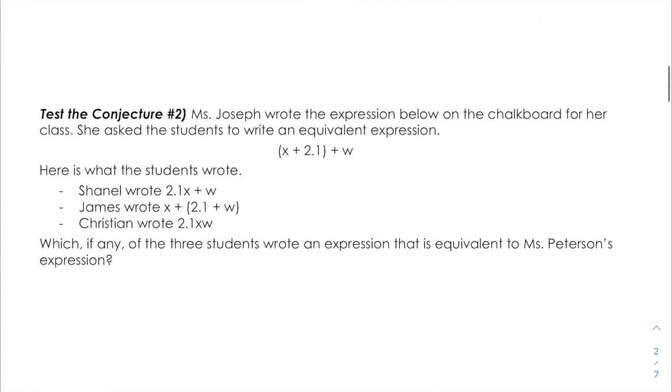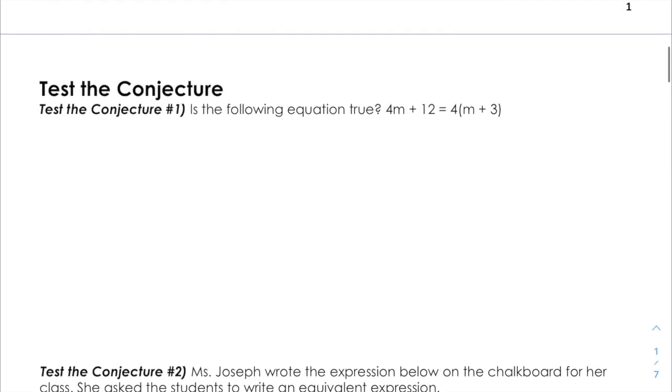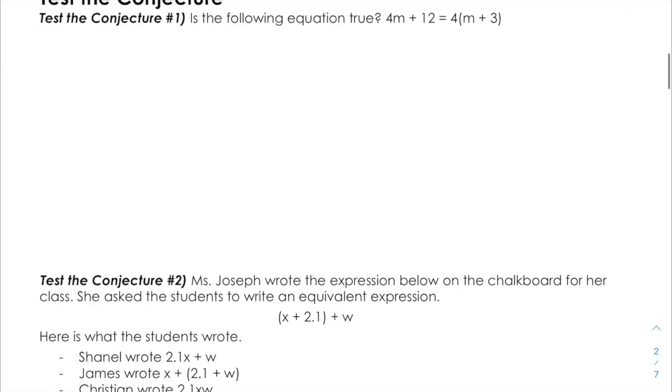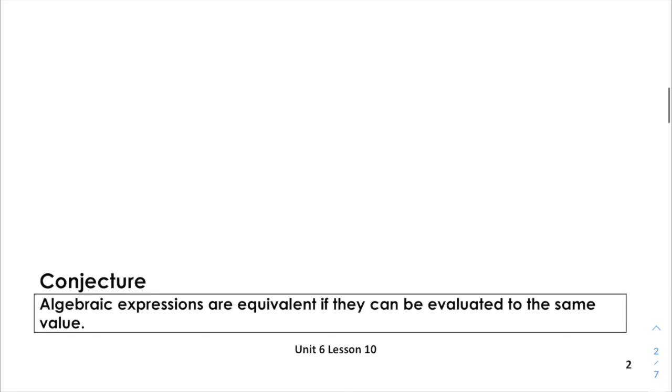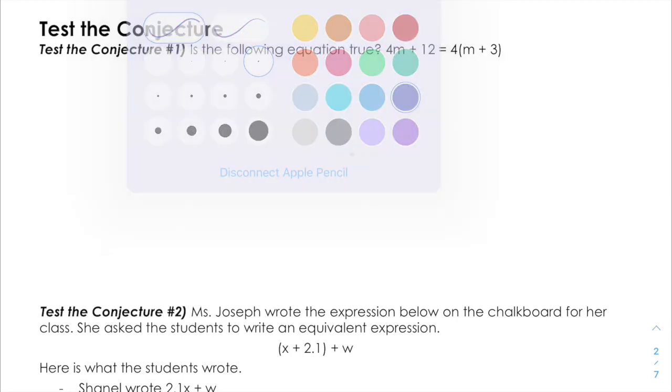Okay guys, let's move on to test the conjecture. So the conjecture that we're going to test is algebraic expressions are equivalent if they can be evaluated to the same value. So let's start with test the conjecture number 1. It said, is the following equation true? 4m plus 12 equals 4 times the sum of m plus 3. So since our conjecture is talking about finding out if our expressions are equivalent if they end up having the same value, we're going to use substitution.